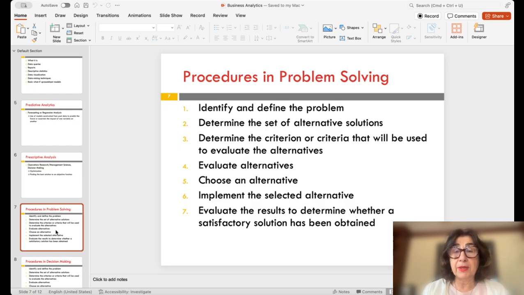The first step is to identify and define that problem. Next, you are going to list the set of alternative solutions for that problem.